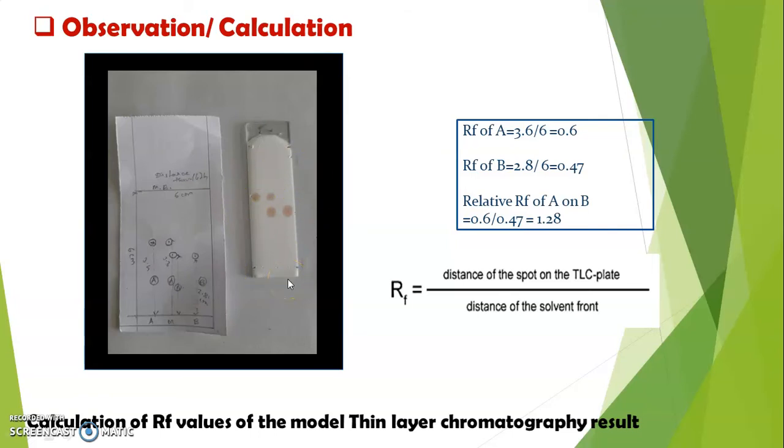So the next step is calculation of these Rf values for the samples A and B and the mixture. Here for sample A, the distance traveled is 3.6 centimeters and our solvent front distance is 6 centimeters. So we divide 3.6 by 6, and we got 0.6. Similarly, we got the Rf value for fructose, that is 0.47, and this is the result of today's practical.